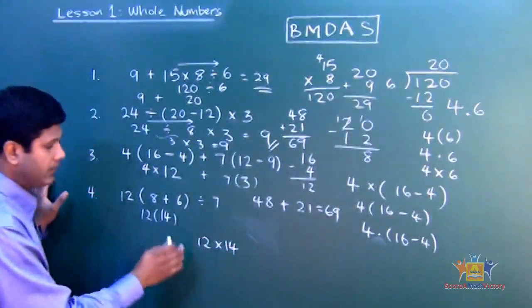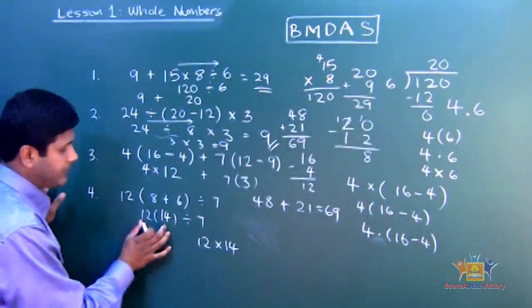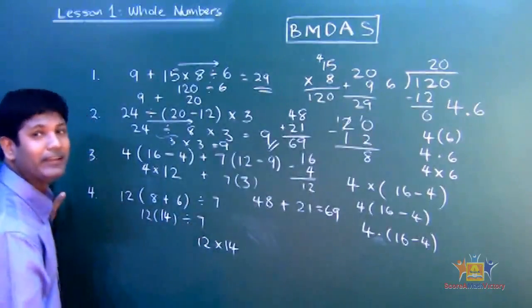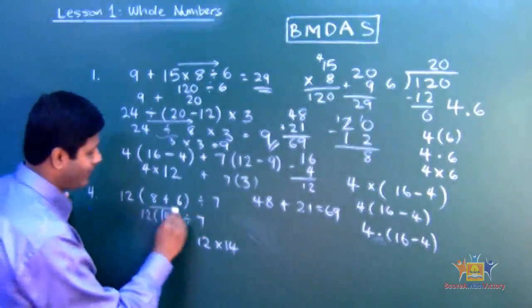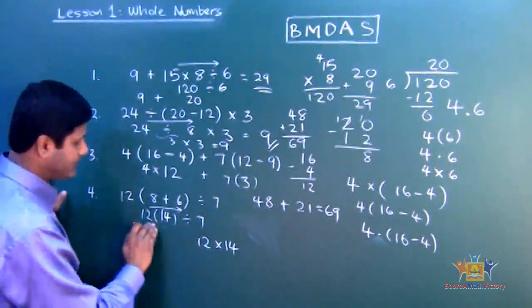Same thing. Alright, and then we can divide that with 7. So see, you got multiplication and division. So which one do I do first? That's right, left to right, doesn't matter. Whatever comes first from left to right is performed first. Okay, in this case, multiplication comes first.